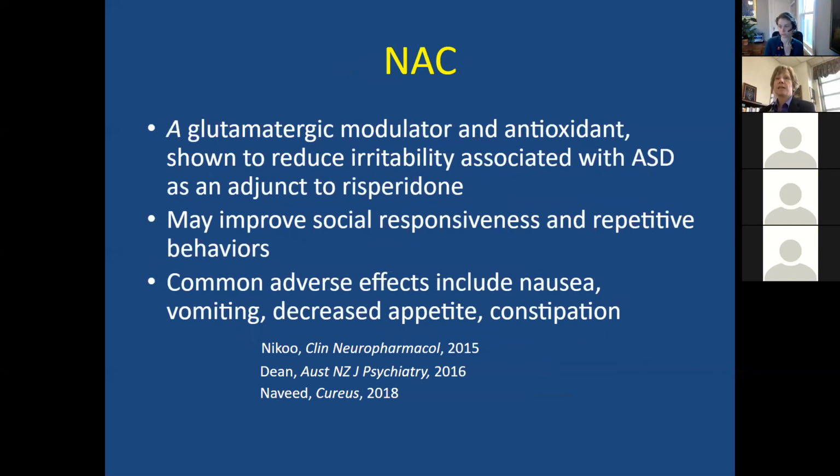N-acetylcysteine, the supplement I'd mentioned, can be very helpful. There are still some potential side effects, even though it's a supplement. I reference a review article that talks about dosing in clinical trials and summarizes that data for the uses of NAC in various psychiatric conditions. Next slide.